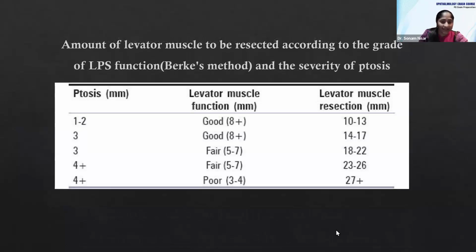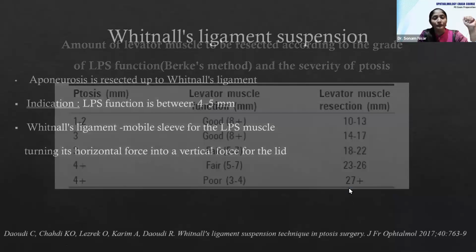Now, this is a very classical textbook table that all the postgrads can literally know by heart. But to be honest, this is not something that we follow practically. We decide a lot of things intraoperatively, on the table, on how much the lid is lifted. But this is something that postgrads must know: how much amount of ptosis versus LPS action, and how much amount of resection must be done. One thing is, anything more than 27 is termed as a supramax levator resection, and that is very limited.